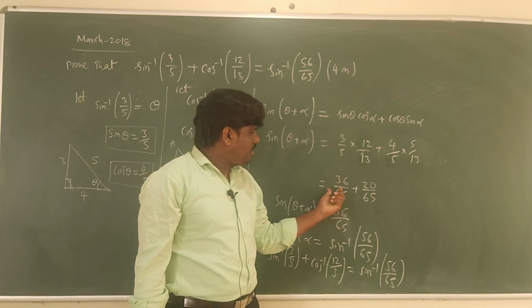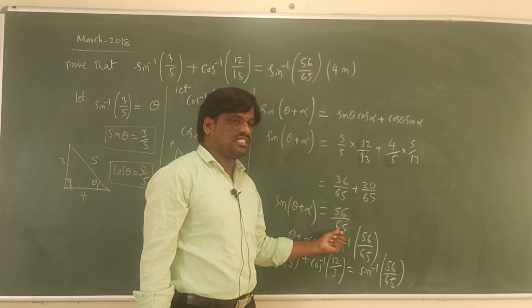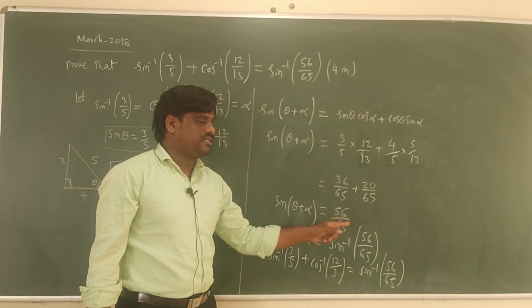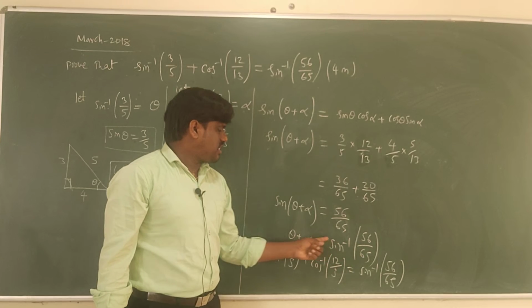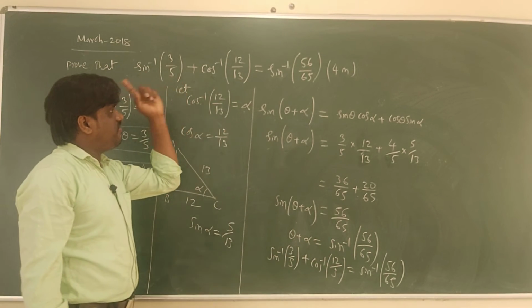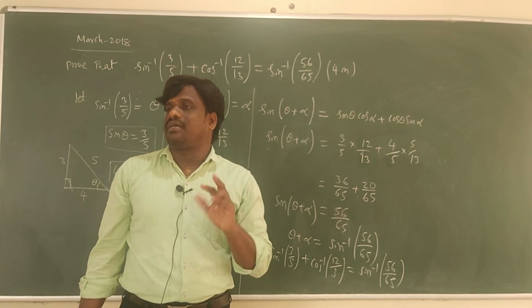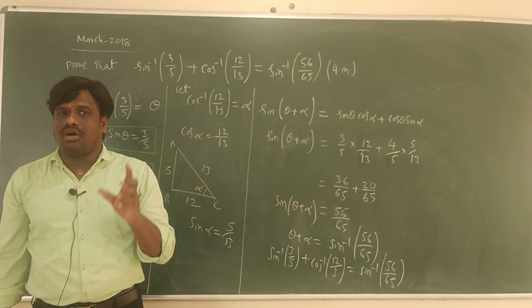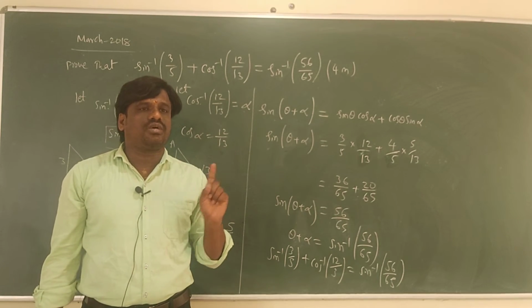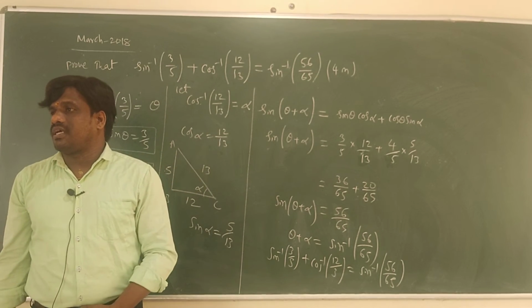When I use this formula, I got the value 56 by 65. Then if I send sine to the other side, sine inverse happens. So sine inverse 56 by 65 is equal to theta plus alpha. Theta is the given one, alpha is the given one, hence proved. This is a 4 marks question, inverse trigonometry. All problems are based on this. Previously the question was 2019, this one is 2018, understood?